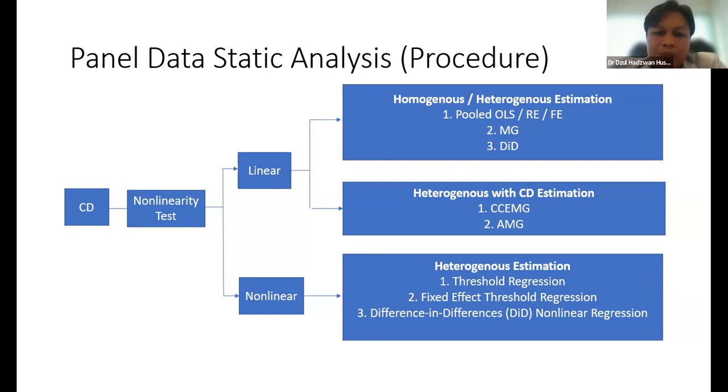How about if the nonlinearity test suggests us to use nonlinear? If that's so, we can use the heterogeneous estimation. So what alternatives do we have? Threshold regression, fixed effect threshold regression, and then difference-in-differences nonlinear regression.